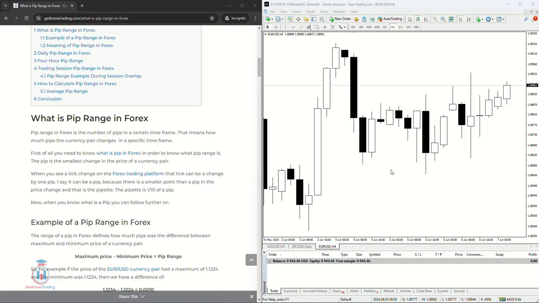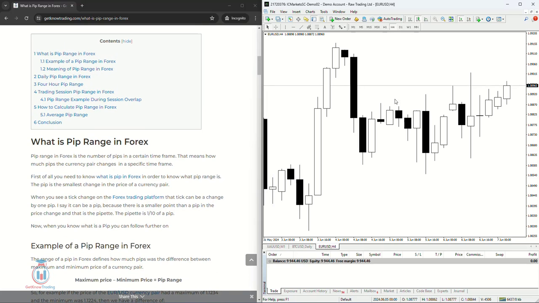In this lesson, I will explain what is a Pip range. A Pip range is a very important topic in trading because it explains to you what is the movement on the trading symbol for a specific time frame.